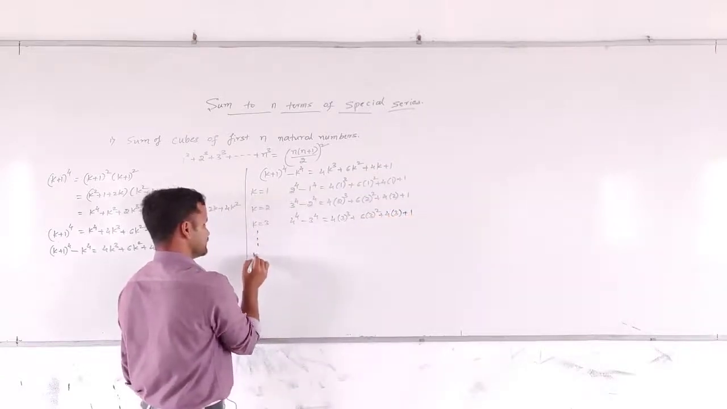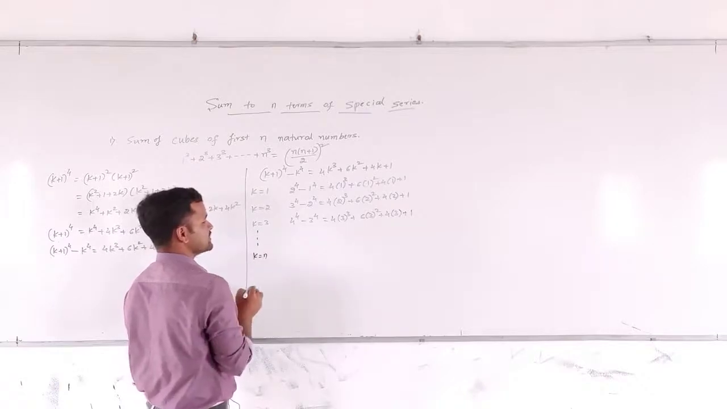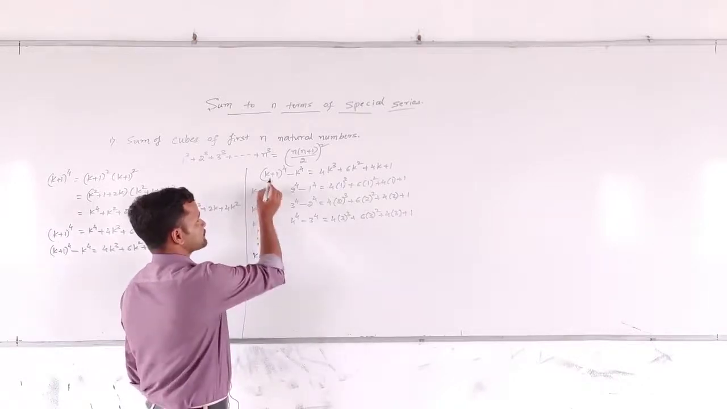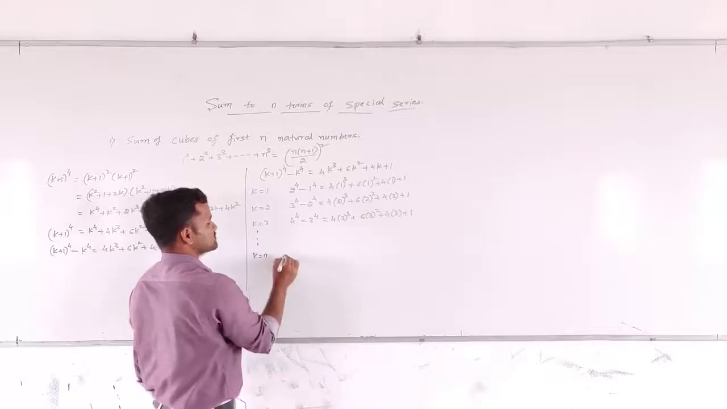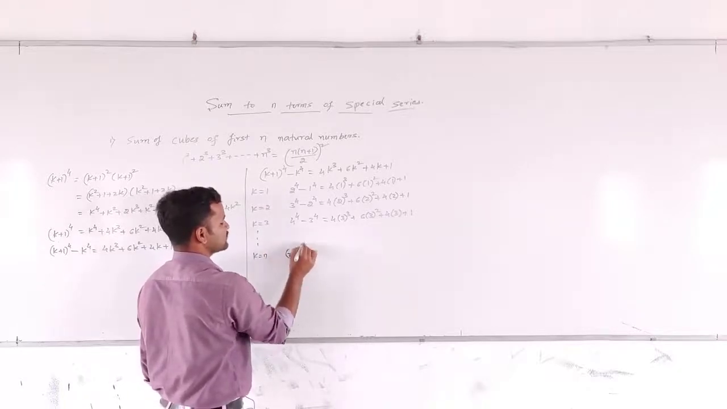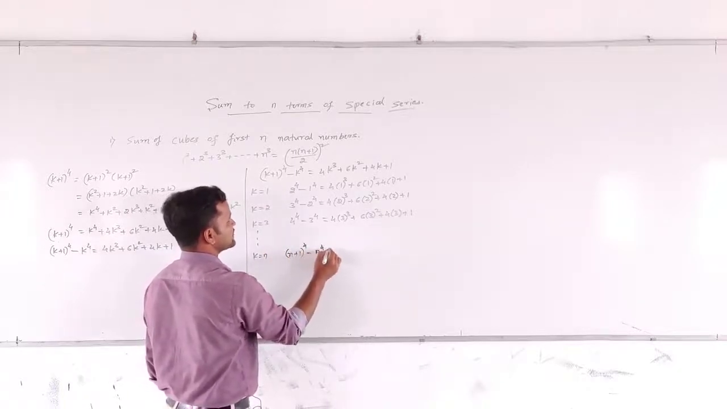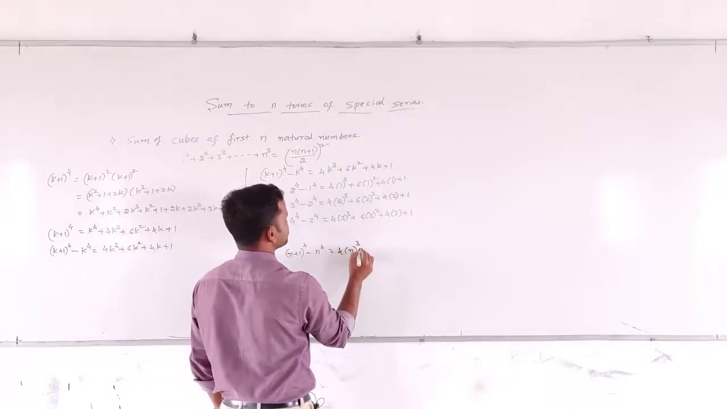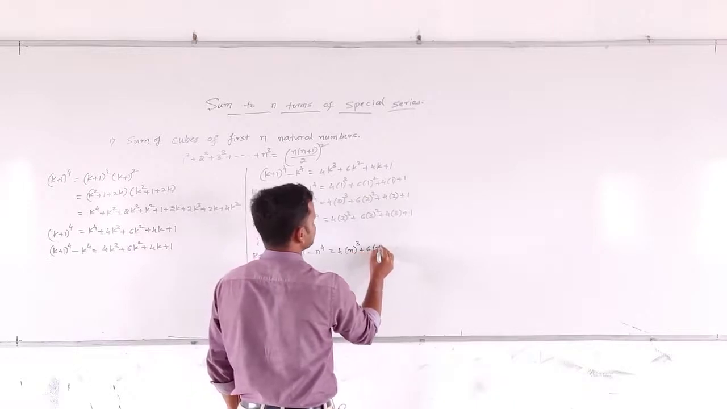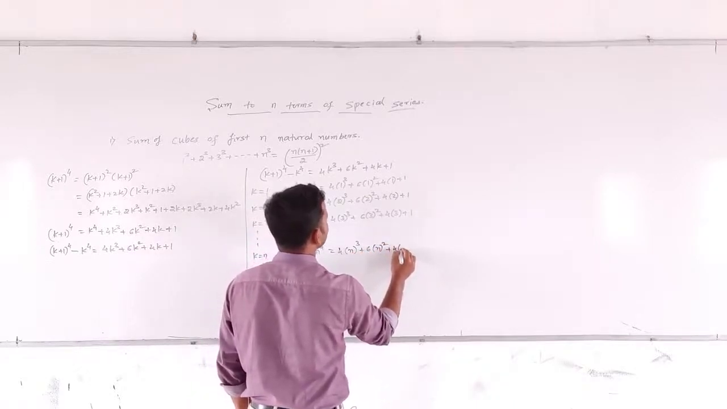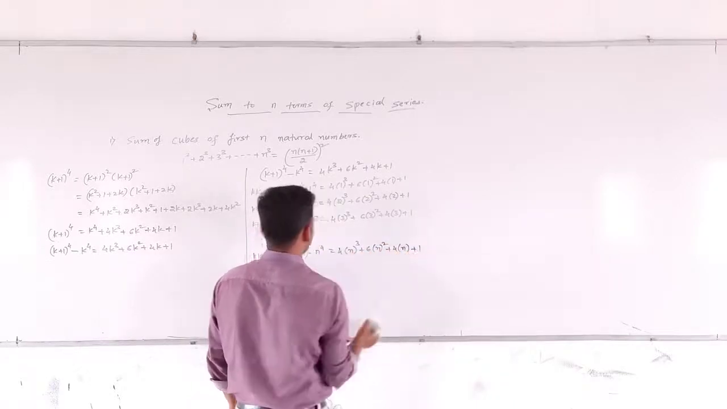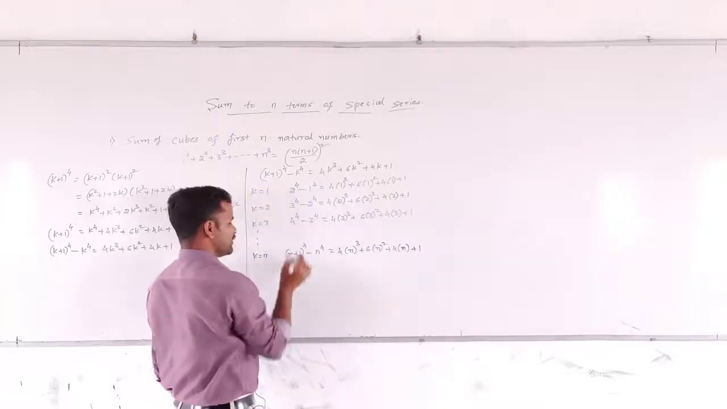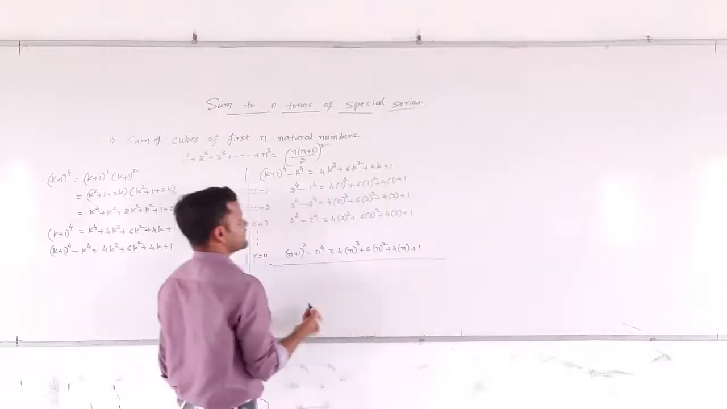And so on. If we substitute all the natural numbers, the last one will be k is equal to n. I am substituting: (n plus 1) whole raised to 4 minus n raised to 4, which is equal to 4 into n cube plus 6 into n square plus 4 into n plus 1. Now let me add all these. We are adding all these.